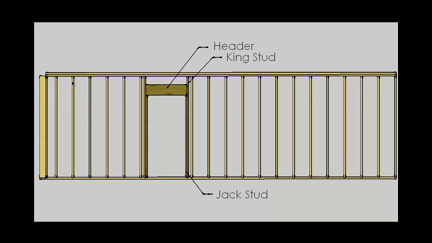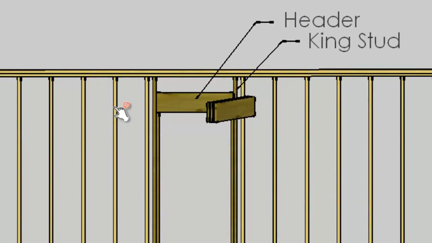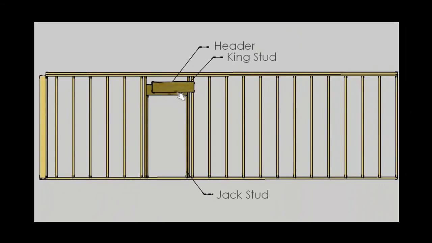Now, the header is the most critical part of the frame because it transfers the overhead load around the opening, which means that it has to be a substantial piece of material. Commonly, a header is made up of multiple pieces of dimensional lumber sandwiched together with filler pieces between the layers. Those filler pieces are going to be typically plywood or OSB. Products such as LVLs, LSLs, I-beams, and timbers can also be used for a header.